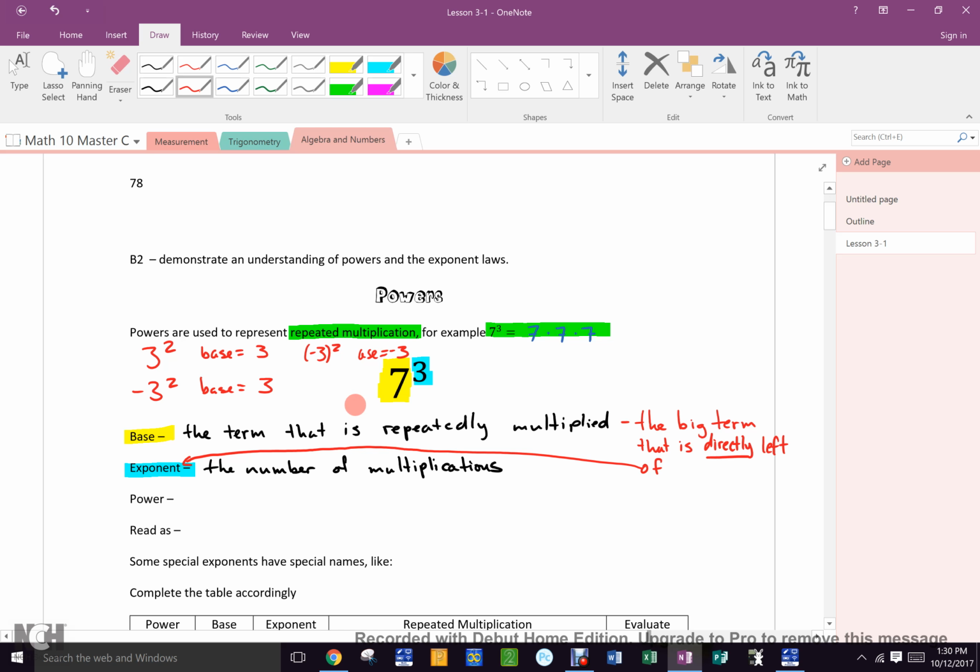Everybody good? So that was grade 9, yes? Yes. But notice I've changed the wording to the term. So what is the base here? Excellent. What is the base here? X plus 7.